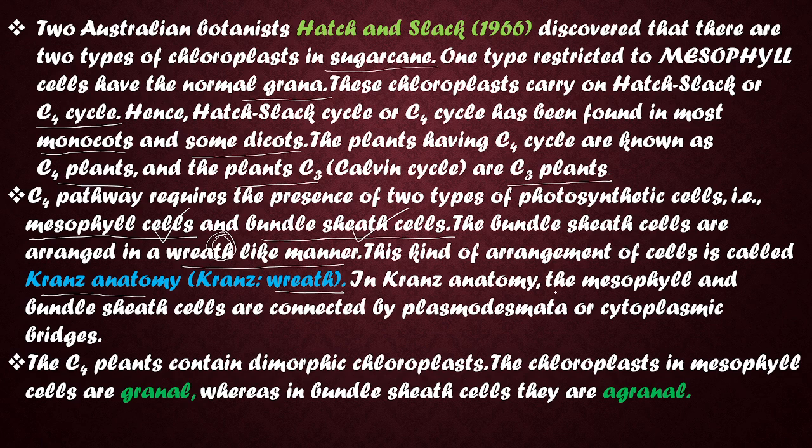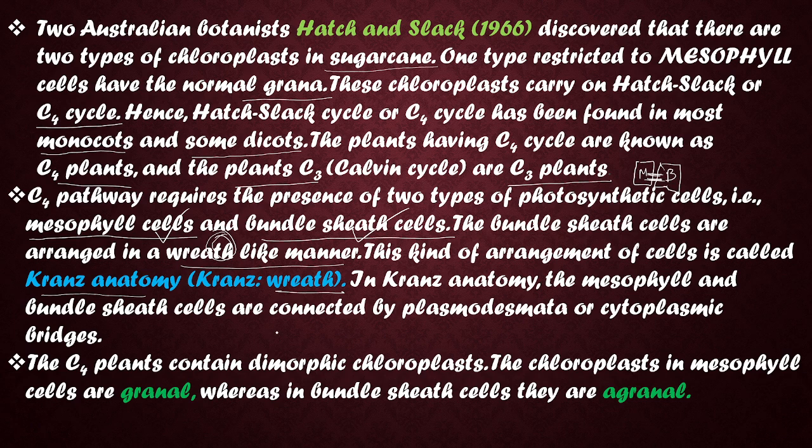In Kranz anatomy, mesophyll cells and bundle sheath cells are connected by plasmodesmata. There are some connections, cytoplasmic bridges called plasmodesmata. This is the mesophyll cell, this is the bundle sheath cell, and these two are connected by plasmodesmata.